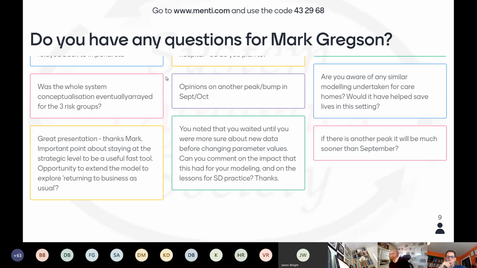You noted that you waited until you were more sure about the data before changing parameters. Can you comment on the impact that this had for your modelling and on the lessons for ST practice? The data was so poor, and certainly for some of the data coming through, we didn't know whether it was added from the day before because they hadn't inputted data then. We were getting this second, third hand as well, so we weren't able to contact those inputting the data directly.